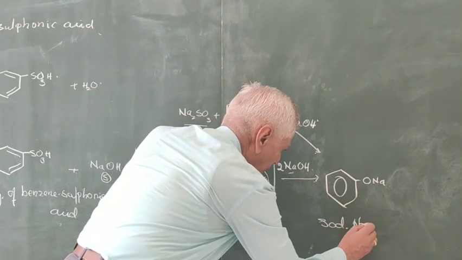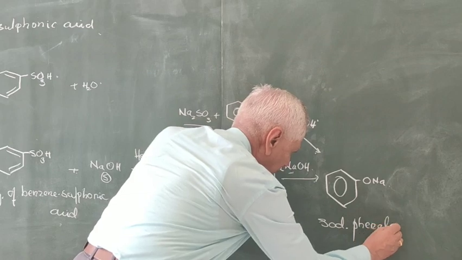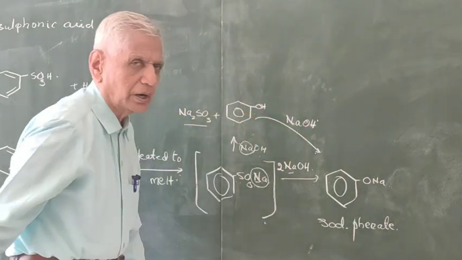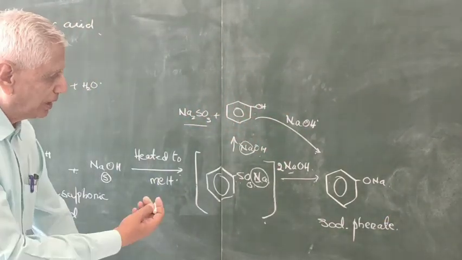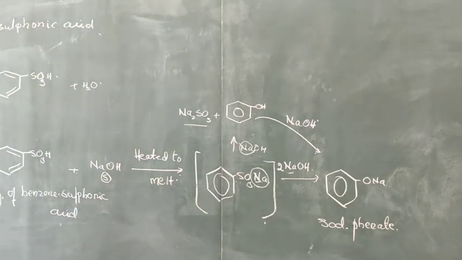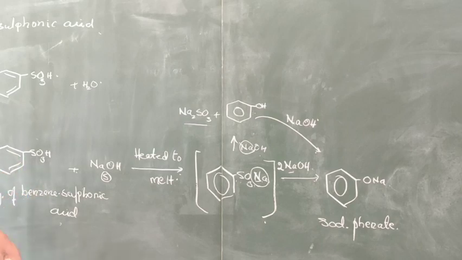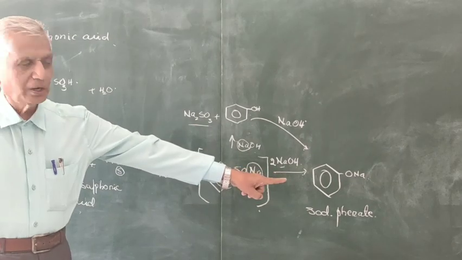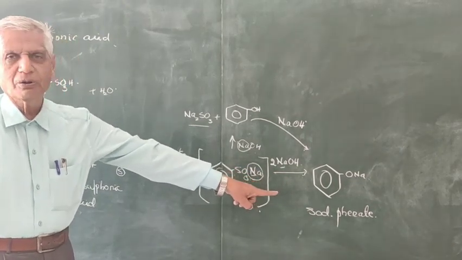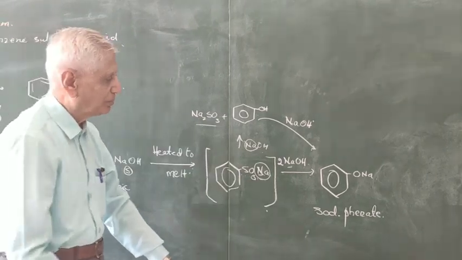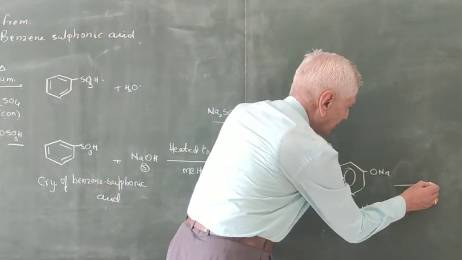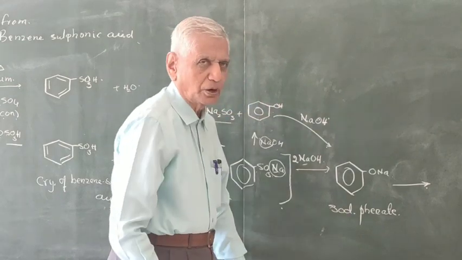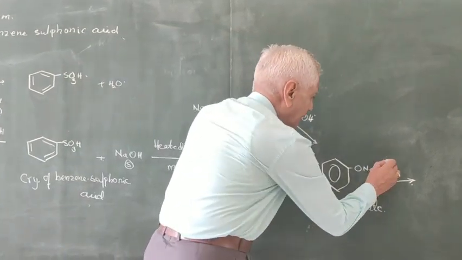Sodium phenate. You will get there sodium phenate. So you are getting not directly phenol. So when this benzene sulfonic acid is fused with NaOH, at the end you are getting the sodium salt of phenol. And this sodium salt of phenol further can be converted into phenol by treating with mineral acid.